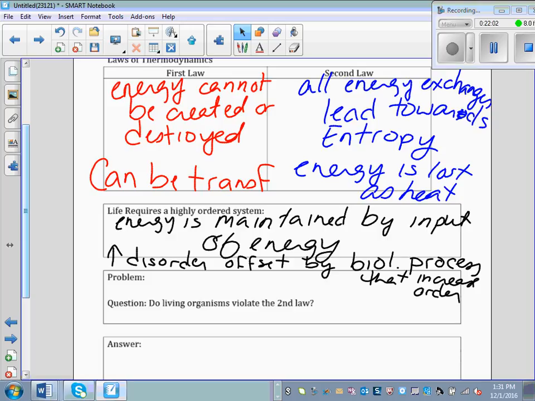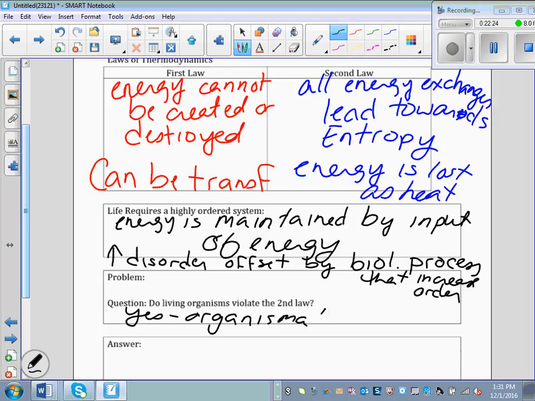So are we actually violating the second law? As an organism ourselves? Yes. As compared to the system? No. So we say, yes, at the organismal level, but at the system level, at the ecological level, we're not.